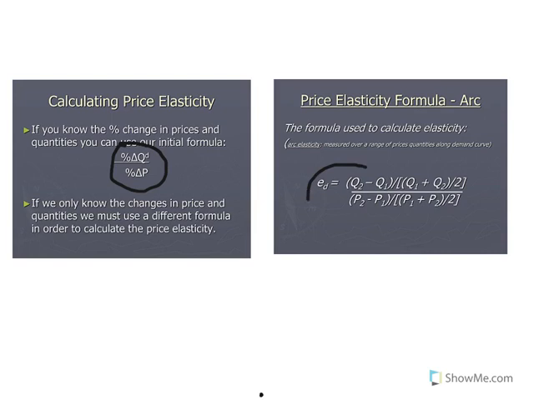And this is the formula that we would need to utilize in order to calculate arc elasticity of demand. So it's quantity 2 minus quantity 1 divided by quantity 1 plus quantity 2 divided by 2, all over price level 2 minus price level 1 divided by price level 1 plus price level 2 divided by 2.